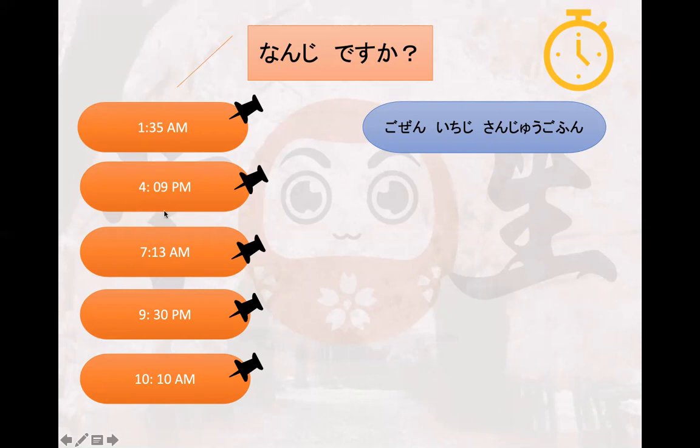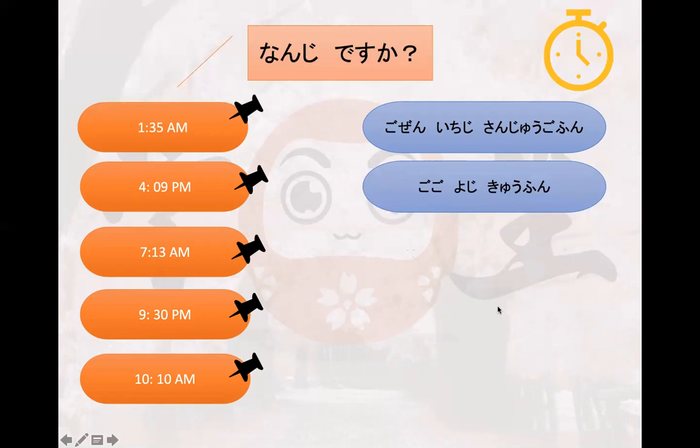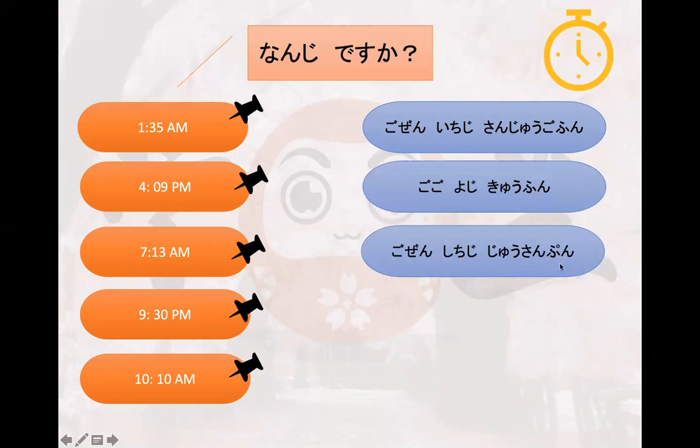How about 4:09 PM? PM is gogo. Gogo, yoji, kyuufun. 7:13 AM is gozen, shichiji, juusanpun. Juusanpun because juu is 10 plus sanpun, 3. Okay, and then we have 9:30 PM. Gogo, kujihan. The han is used because it's exactly 30. And because 9 o'clock is special, it's read as kuji.